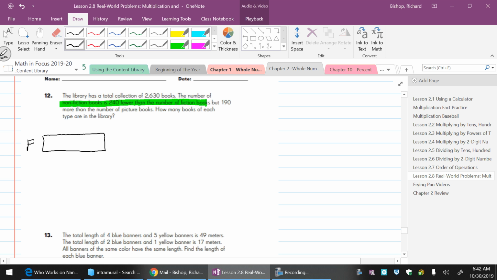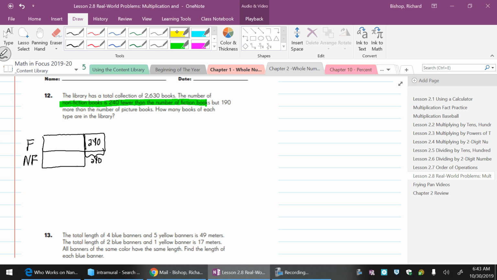So I want to model that first green highlighted area there. The nonfiction is 240 less, so I model it with a smaller bar. And this area here shows 240. Now, why is that 240? Because the fiction books are 240 more than the number of nonfiction, or nonfiction is 240 less, so it's a smaller bar than the number of fiction.